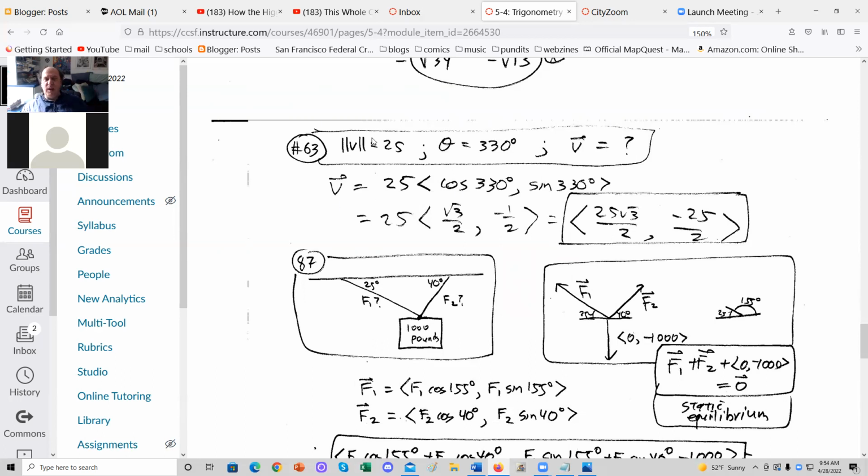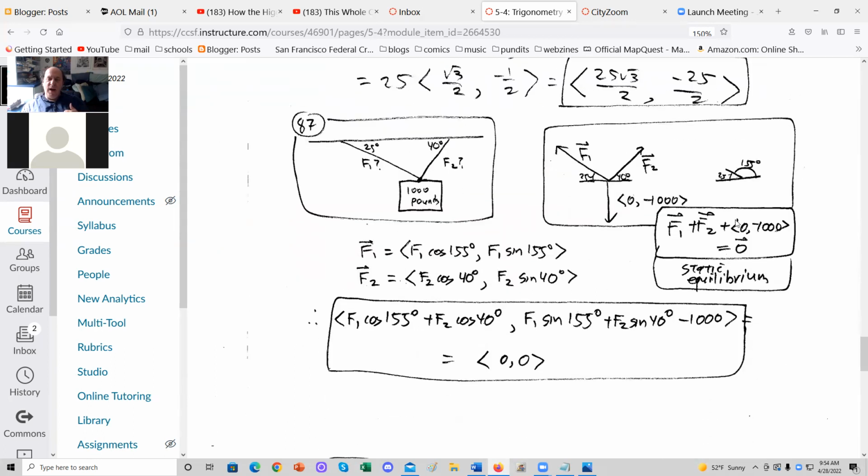Let V be length 25 times cos theta, cos 330, by sine theta, sine 330. 25 times, okay, cos 330, root 3 over 2, sine 330, -1/2. 25 times each of these gets you 25 root 3 over 2 by -25 over 2. And that's the answer.